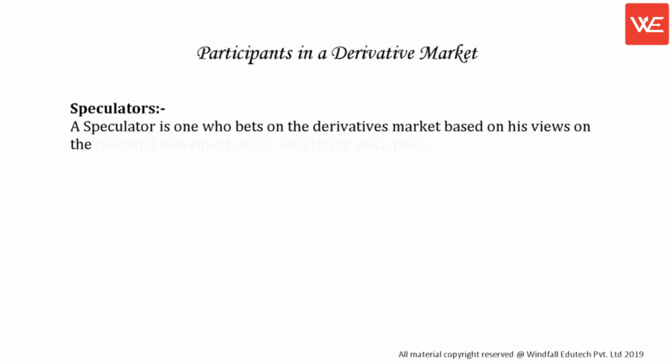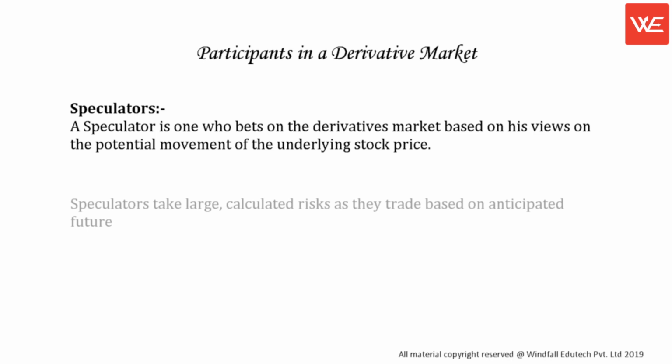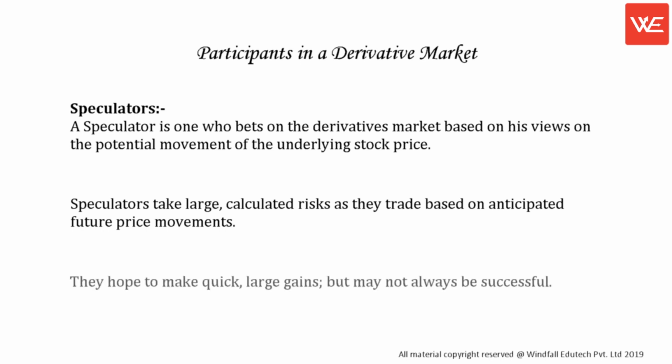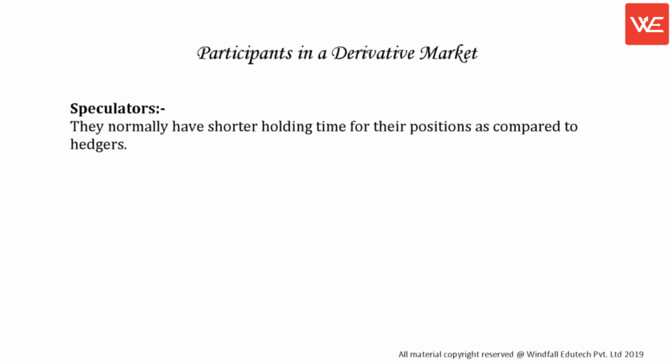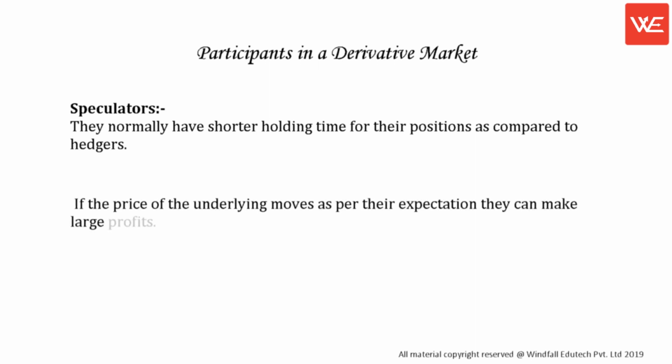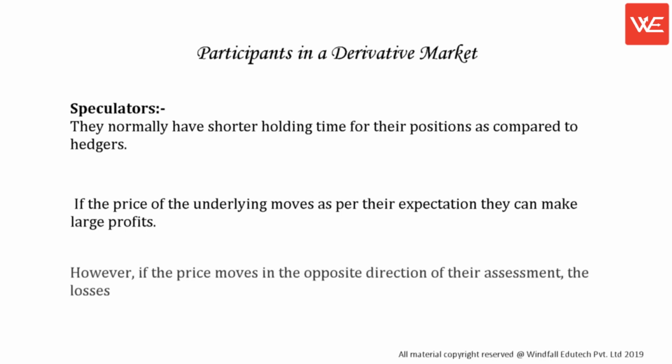Speculators. A speculator is one who bets on the derivatives market based on his views on the potential movement of the underlying stock price. Speculators take large, calculated risks as they trade based on anticipated future price movements. They hope to make quick, large gains, but may not always be successful. They normally have shorter holding time for their positions as compared to hedgers. If the price of the underlying moves as per their expectation, they can make large profits. However, if the price moves in the opposite direction of their assessment, the losses can also be enormous.